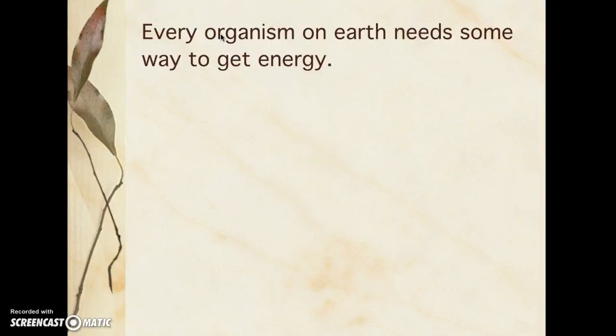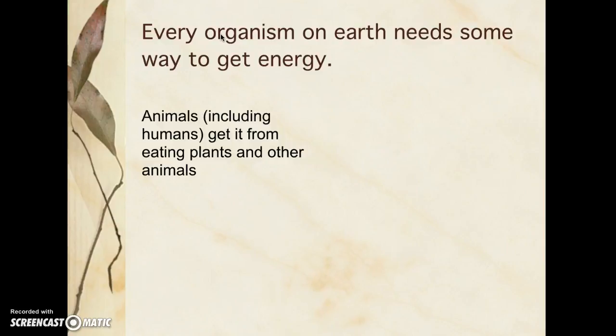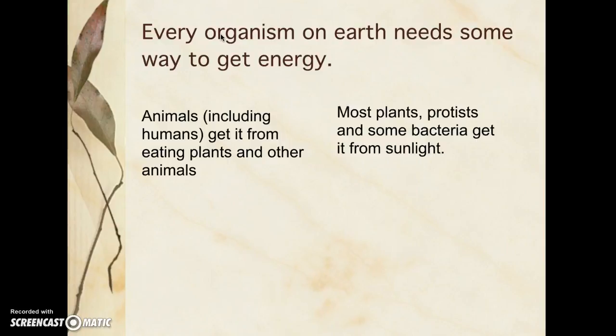So every organism on Earth needs some way to get energy, and there's lots of different solutions to that. Animals, including us, we get it from eating plants and from eating other animals. And most plants, as well as protists, which are small microorganisms, and some bacteria get it from sunlight. And there are also some organisms that get the energy from the heat in the Earth's core, so we call them chemosynthetic organisms, and they live in the deep seas. But we're not going to consider those here, they're quite rare.